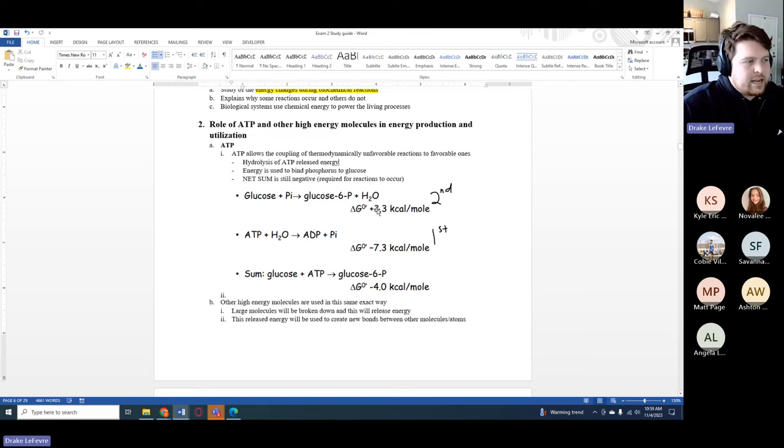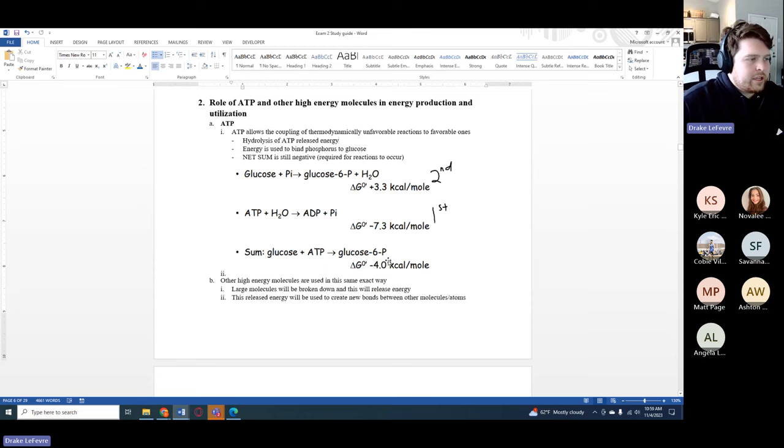And then with this released energy, you have the glucose binding to the phosphate in order to give us the G6P. And you can look at the sum total here. In total, we have a negative 4.0 kilocalories per mole still available. So this is telling us that overall, we're having extra energy released into the surrounding areas.